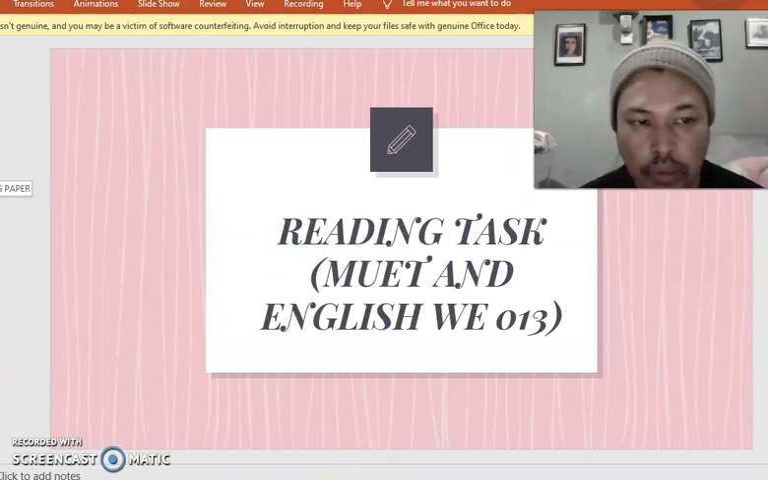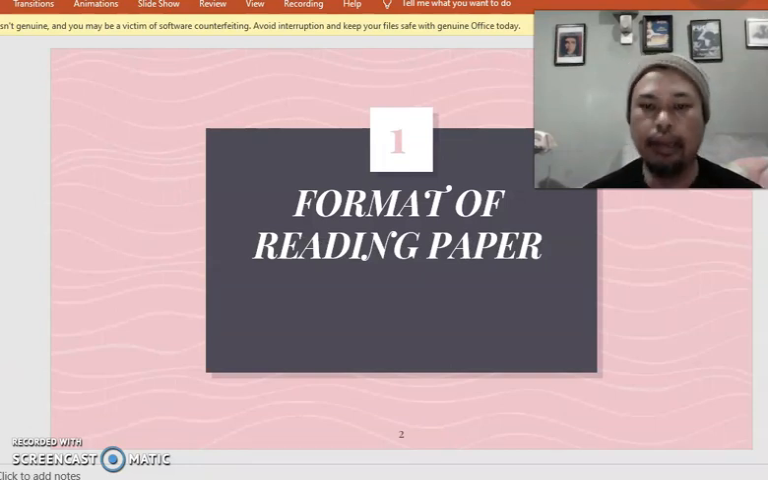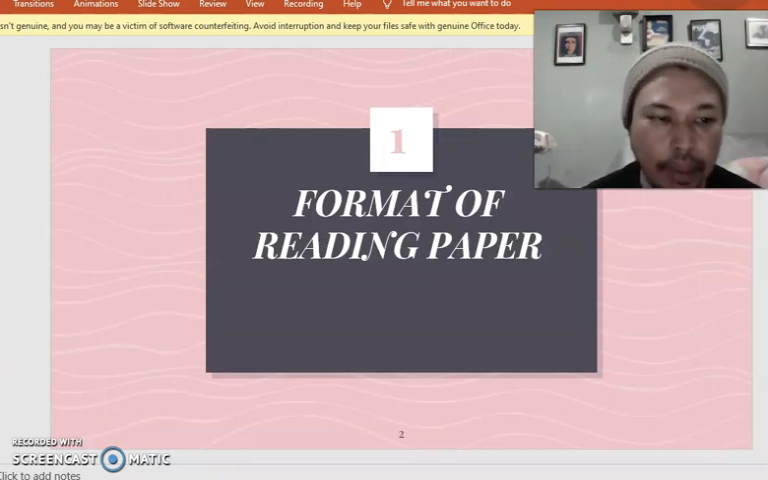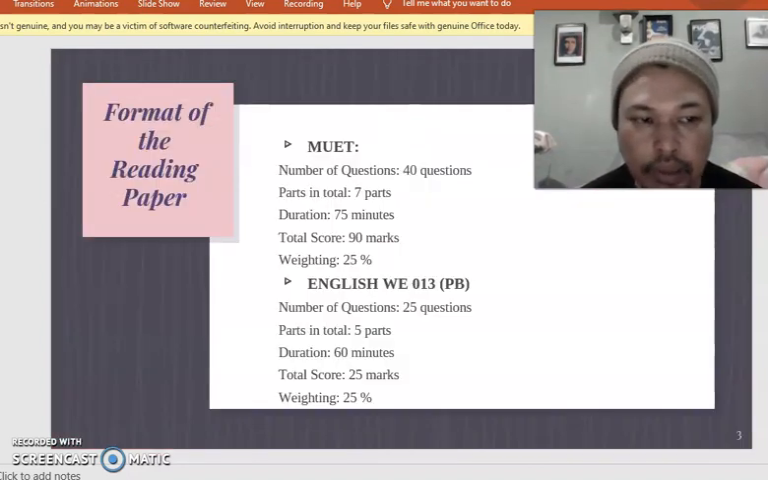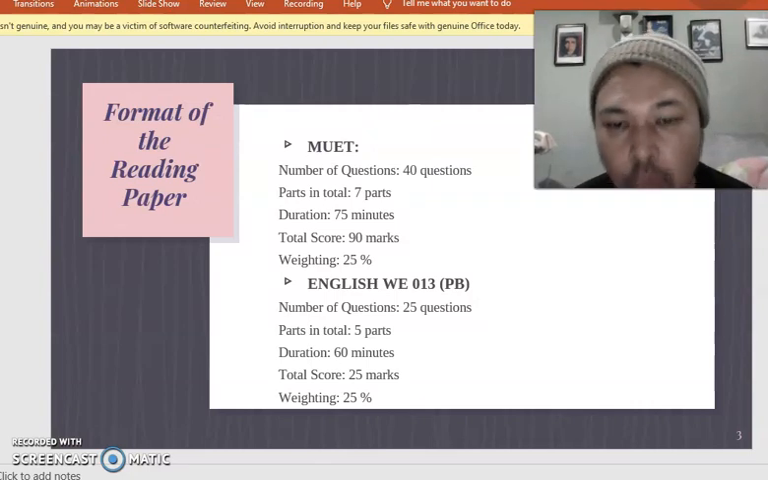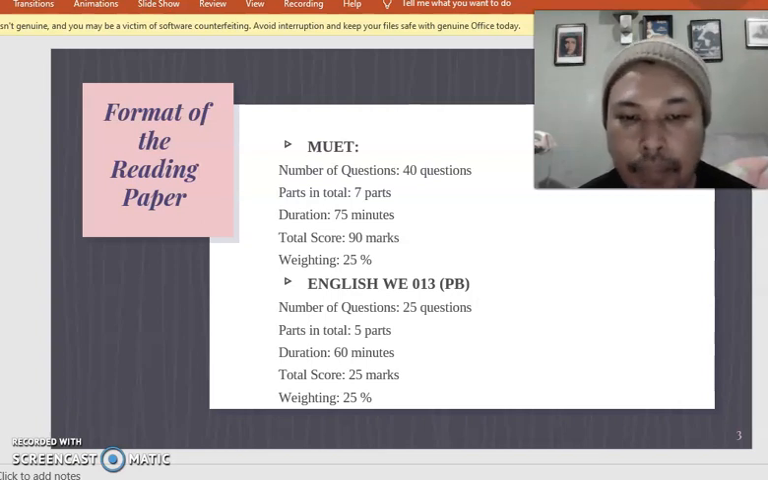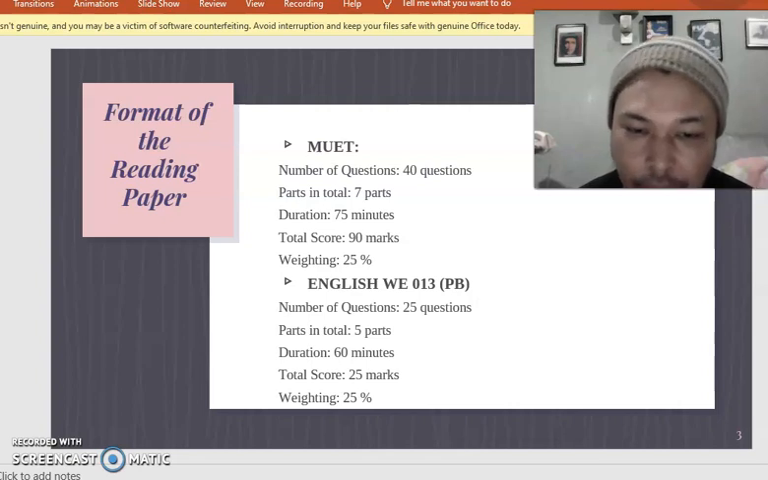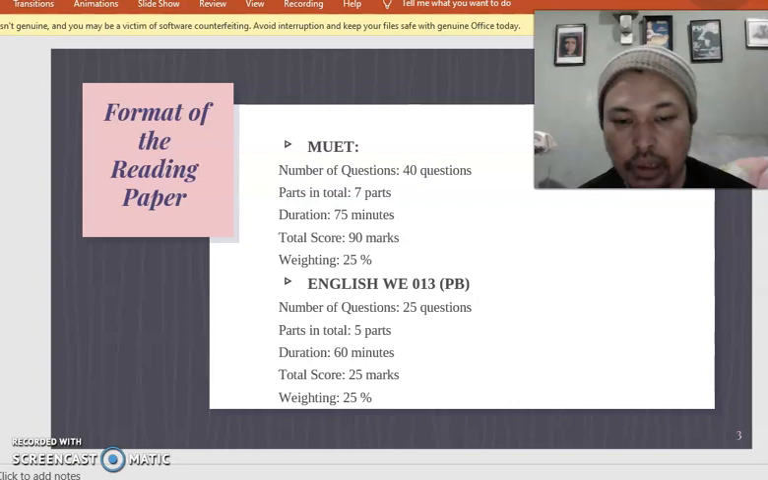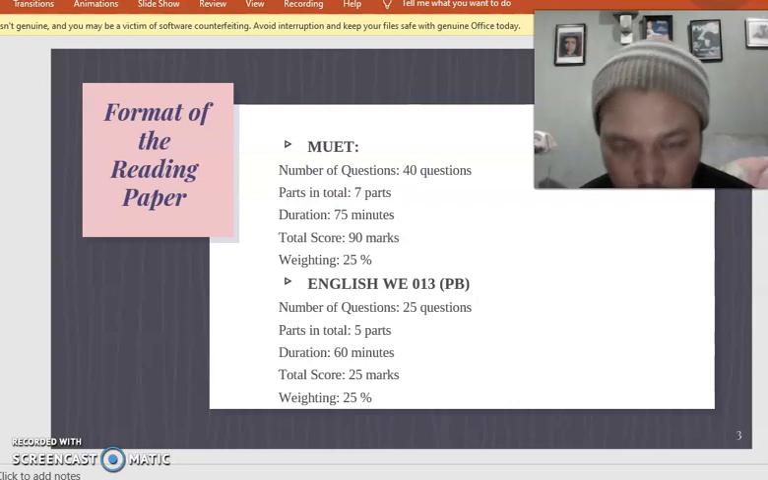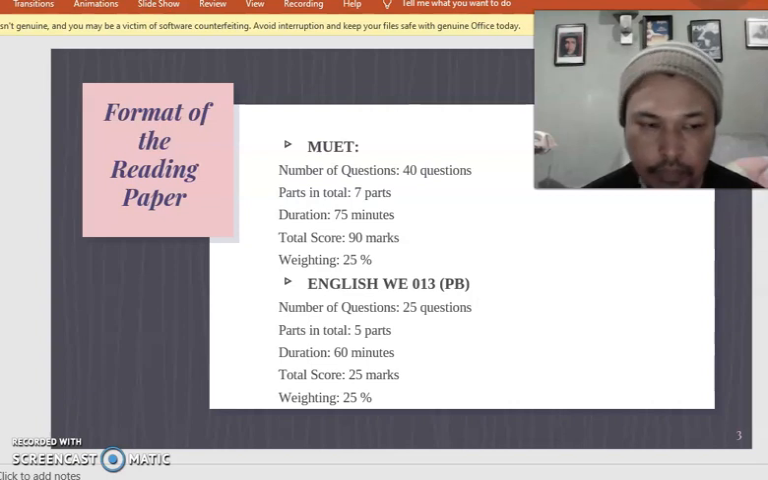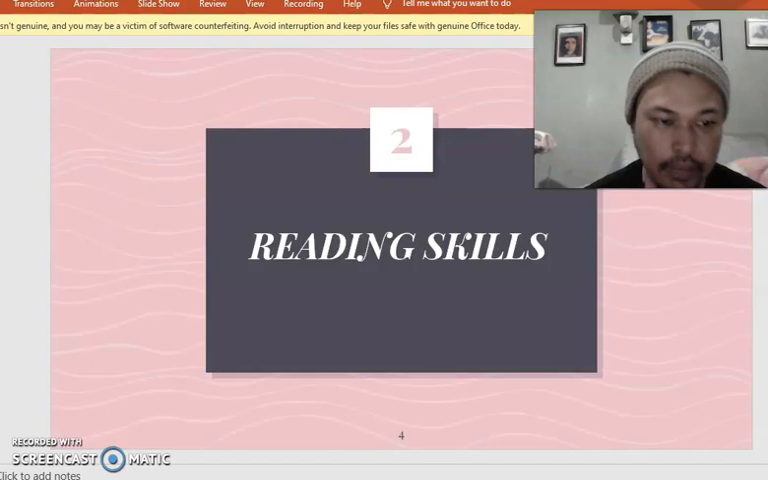We're going to go to the next slide: format of the reading paper. First is MUET. The number of questions is 40, in total there are 7 parts, the duration is 75 minutes, the total score is 90 marks, and the weighting is 25%. While for the English paper, the number of questions is 25, a lot less, the duration is 60 minutes, the total score is 25 marks, and the weighting is also 25%.